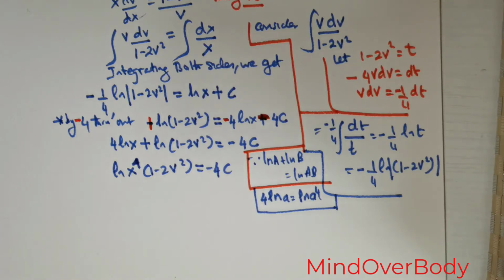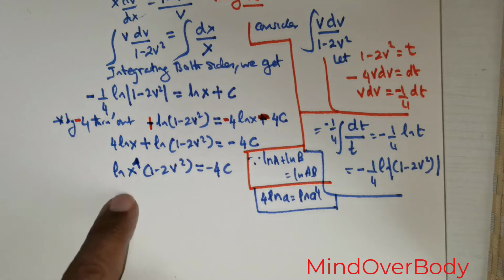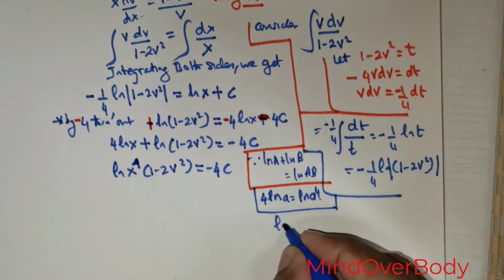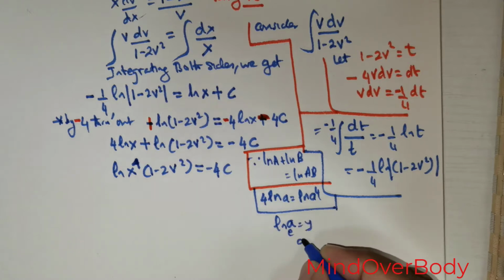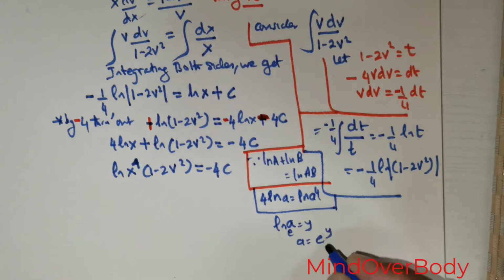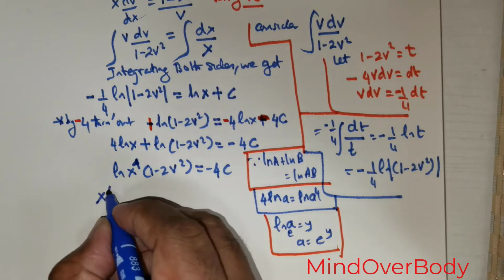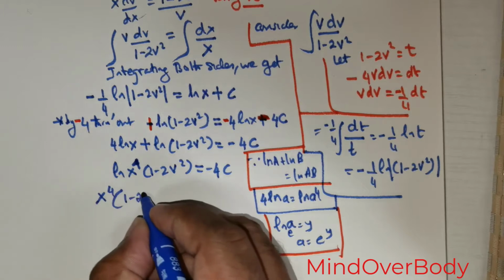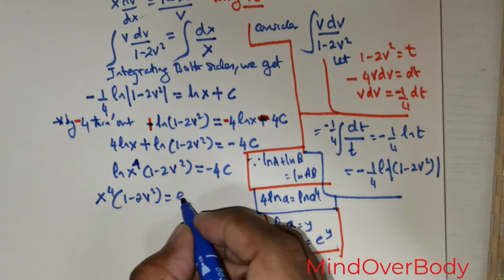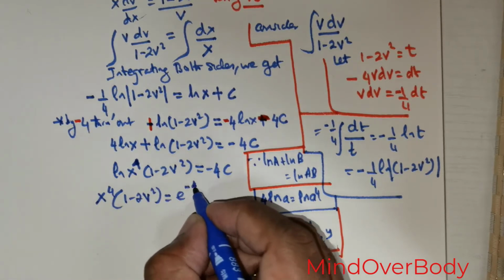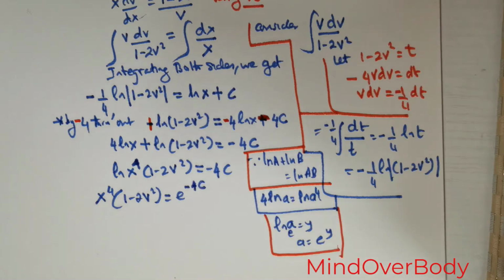Now what you can do is, if you want to get rid of this logarithm, you can use this formula. You got something like this, ln a to the base e is equal to y. You can write a is equal to e raised to the power of y. So by using this formula, I can always write this as x to the power of 4 times 1 minus 2v squared is equal to e raised to the power of negative 4 times c. So that's always possible.